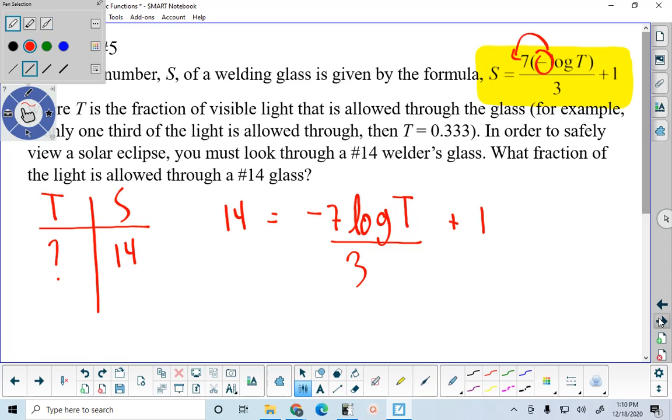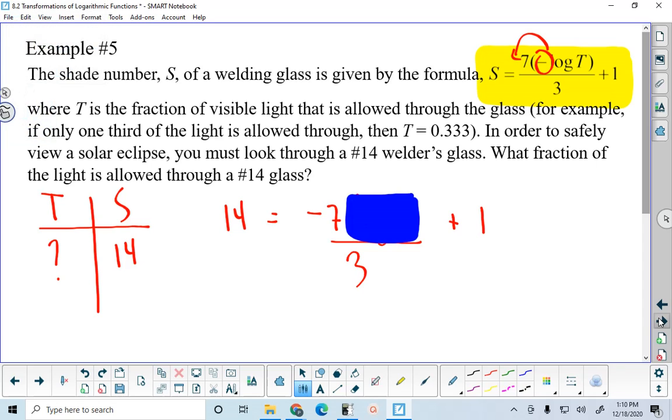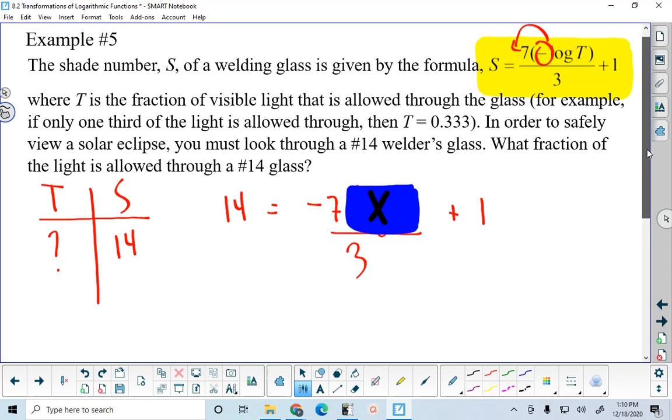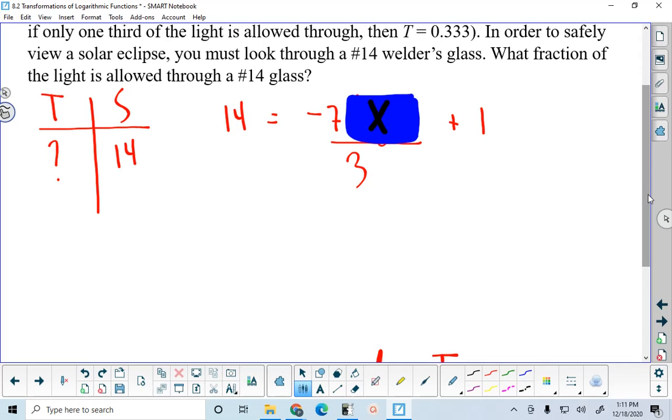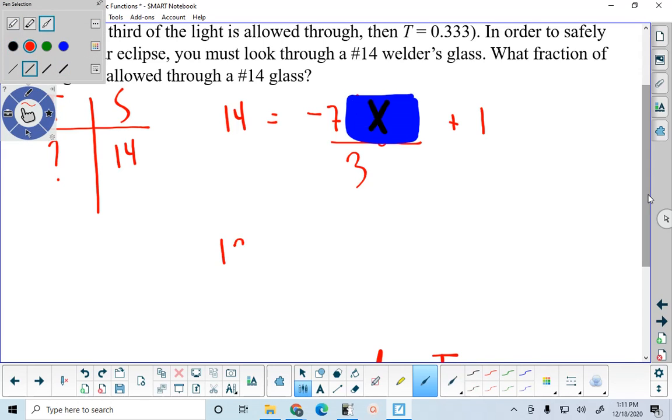If I gave you the following equation, and I said, find X, that really shouldn't be a problem. The first thing you would do is subtract 1 from both sides, and you would end up with 13 equals -7x over 3. And then you would multiply both sides by 3 and divide both sides by 7.